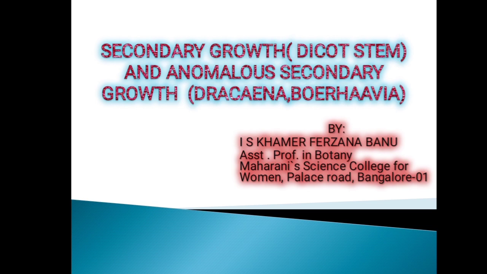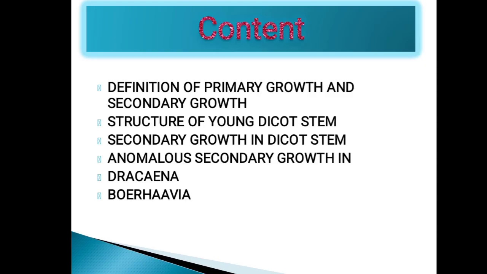These are the contents of this topic. To begin with, the definition of primary growth and secondary growth. The next point is the structure of young dicot stem. The third is secondary growth in dicot stem. Fourth, anomalous secondary growth in Dracaena and Boerhavia.